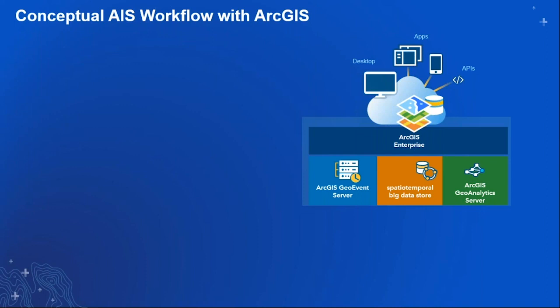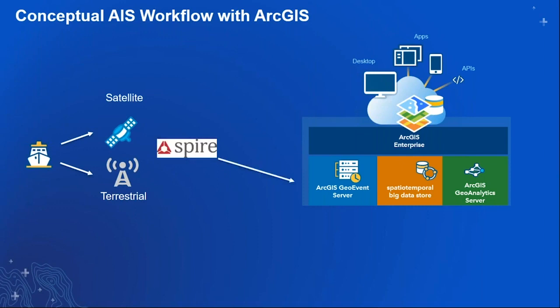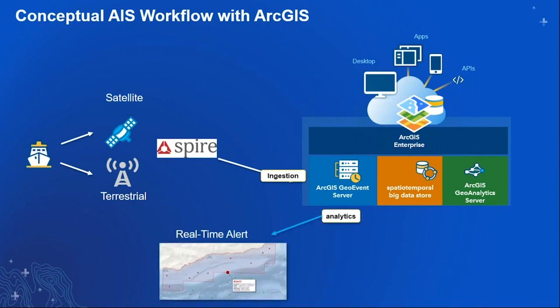So you might use those in parallel to help you understand the AIS coming in. So for instance, say there's a ship out there, transmits location to a satellite, or receives from a satellite. The information goes to Spire, and then we ingest Spire's API using ArcGIS GeoEvent Server. And we want to run some real-time analytics. So for instance, here's a vessel moving into a restricted area that's getting an alert saying, hey, you're not supposed to be here.